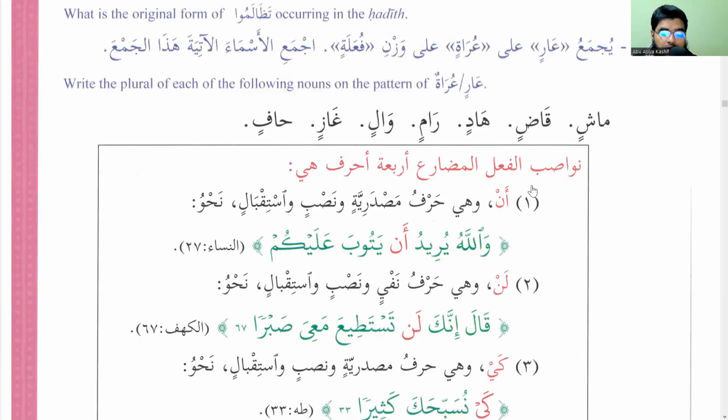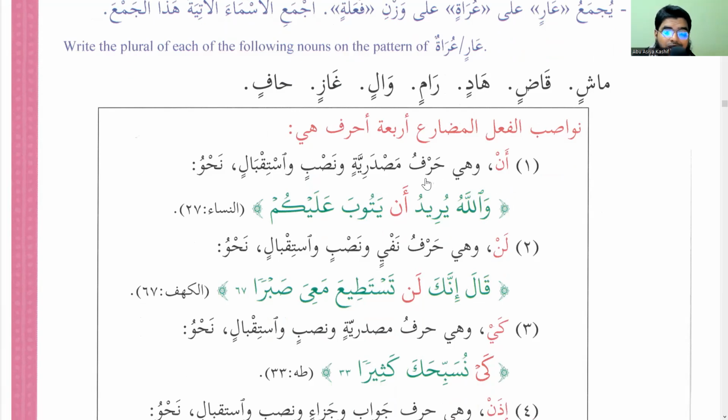Anlan Kaidan, he just summarizes. So we just read Nawasib al-Fi'l al-Mudari' arba'atu ahrufin, hiya. The Mudari' Mansub Nawasib are 4 huruf. An, وهي حرف مصدرية ونصب واستقبال. An is harfu masdariya, masdar, right? And then nasb, it makes it mansub, and istiqbal is used for future.